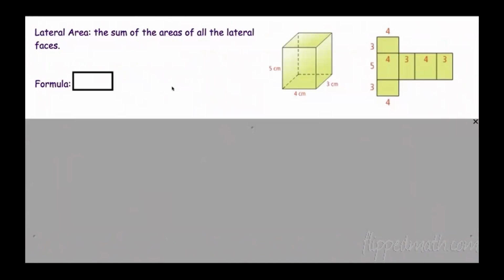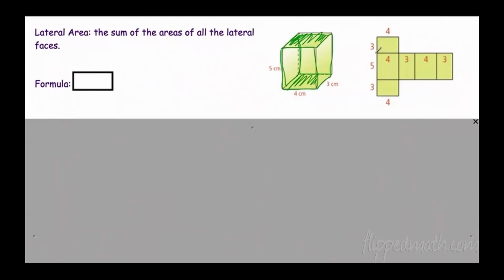So let's take a look. What I've done here is we want to find the lateral area. The lateral area is all these sides. I want to find the area of this side and add it together with the area of this side, all the lateral sides, and add it together with the area of this side, and the area of this side. The only thing I don't want to find is the area of this base or this base.